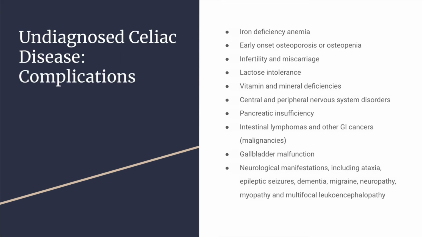Complications associated with undiagnosed celiac disease include iron deficiency, anemia, early onset osteoporosis, infertility and miscarriage, lactose intolerance, vitamin and mineral deficiencies, central and peripheral nervous system disorders, pancreatic insufficiency, intestinal lymphomas and other GI cancers, gallbladder malfunction, as well as neurological manifestations including ataxia, epileptic seizures, dementia, migraine, neuropathy, myopathy, and multifocal leukoencephalopathy.